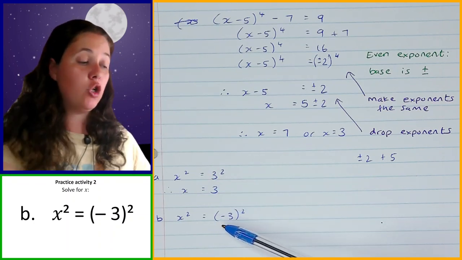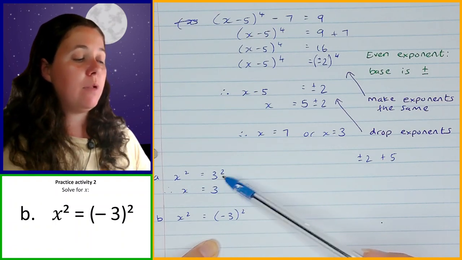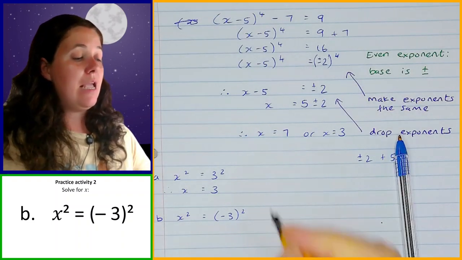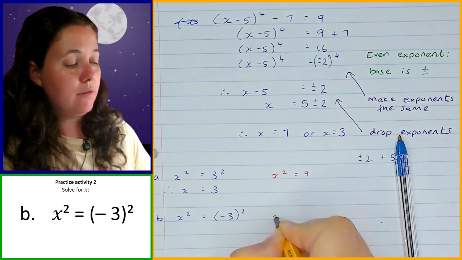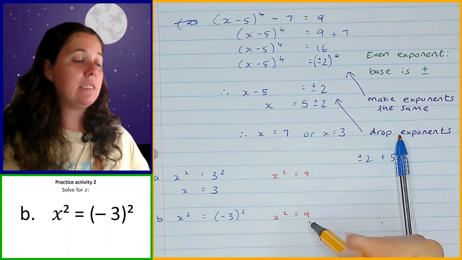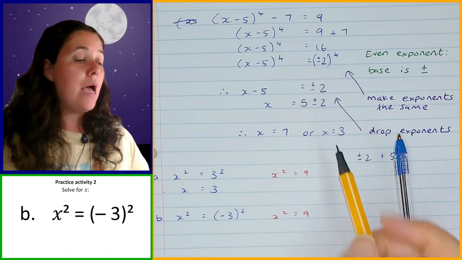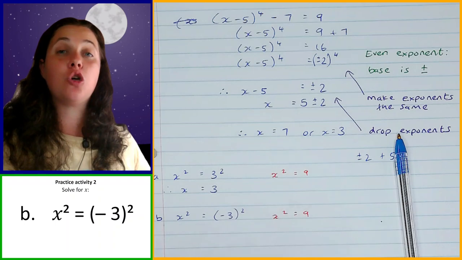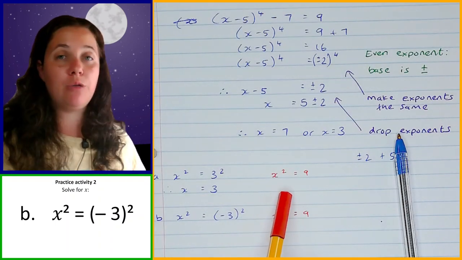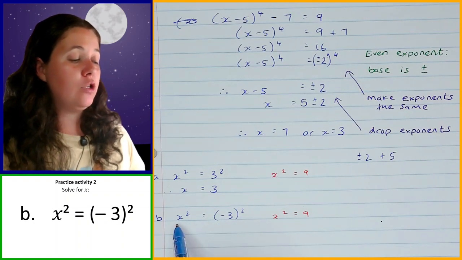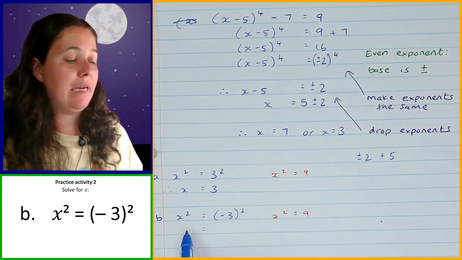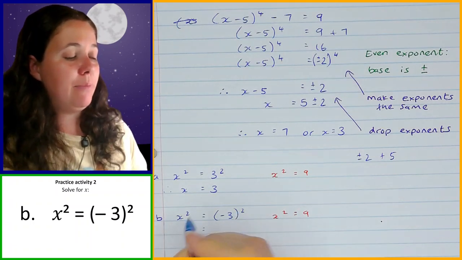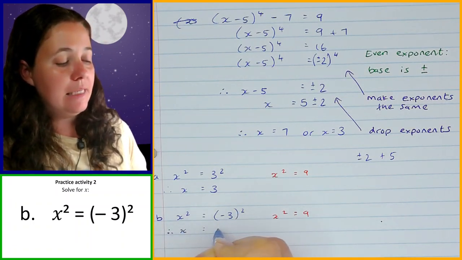This time, I've been told what the base is. I don't have to put a plus or minus, but they've told me that this base is negative. If I were to multiply this out, 3 squared would give me 9, and negative 3 squared would also give me 9. So both of these would look the same if I was given it like this. If I was given it like that, I would have had to put the plus or minus in. But because I was given it already as a power with a base where they told me what the base is, I don't need to worry about the plus or minus. So over here, I've been told x squared equals negative 3 squared. I already have a power equal to a power, with the same exponents, so I can drop the exponents and make the bases equal to each other. Therefore, x is equal to negative 3.